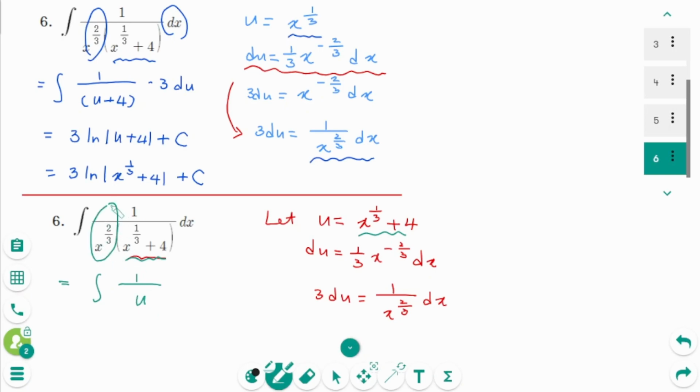and 1 over x to the power of 2 over 3 times dx, this part is 3 du, equals 3 times the integral of 1 over u, which is ln absolute value of u plus c. Then the final answer is 3 ln the absolute value of x to the power of 1 over 3 plus 4 plus c. This one is simpler than the first one. If there is a number next to the variable you want to replace with u, don't worry about it and just put the whole of it as u.